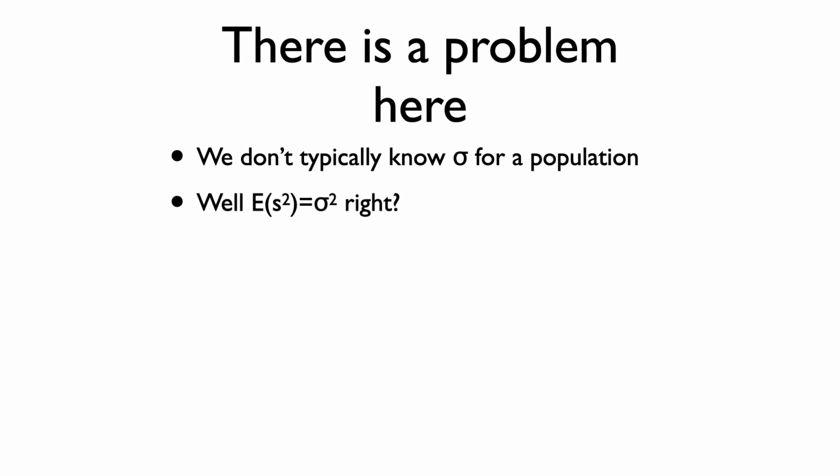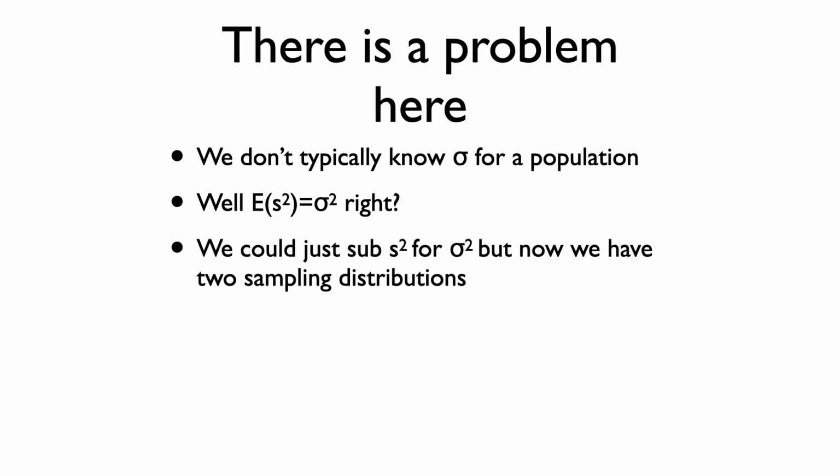Well, the expected value of S squared is sigma squared, right? It's an unbiased estimator of sigma squared, isn't it? So the sample variance is an unbiased estimator of the population variance, right? That's why, remember, we divide by n minus 1 to make it unbiased, right? Okay, well that's true, so why don't we just sub S squared in for sigma squared. Well, that's kind of cool, actually. The problem is now we actually have two sampling distributions to deal with. We have to worry about the mean, but also there's going to be a sampling distribution of the variance because it's going to change each sample.